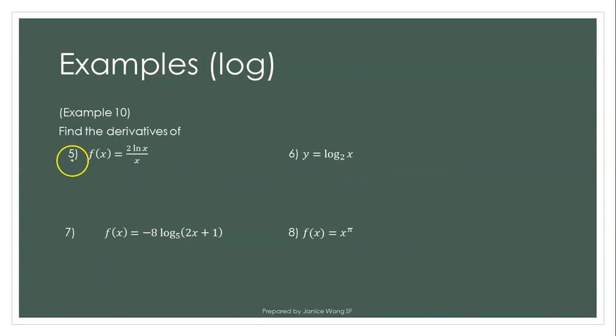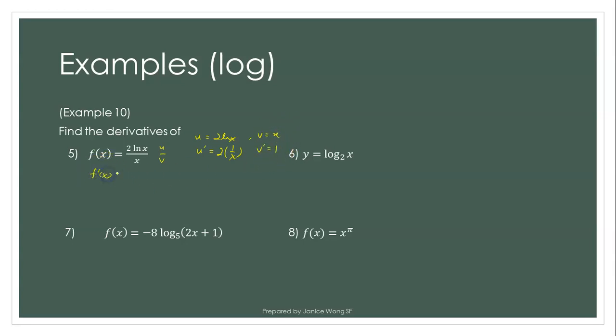More examples. Number 5, f(x) equals 2 ln x over x. This is a quotient, u over v. u equals 2 ln x. Therefore, u prime will be, 2 is a constant multiple so we keep it, differentiate ln x, we get 1 by x. And v equals x. v prime will be 1. Differentiate x, we get 1.